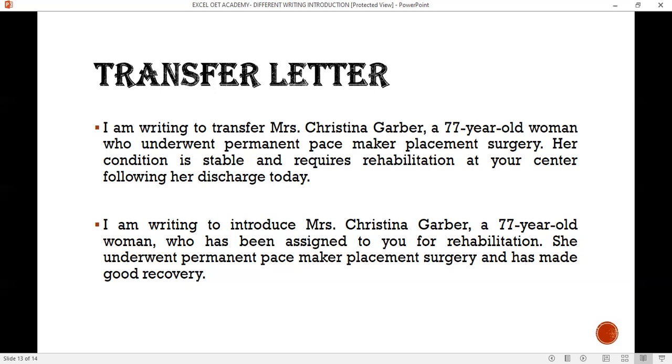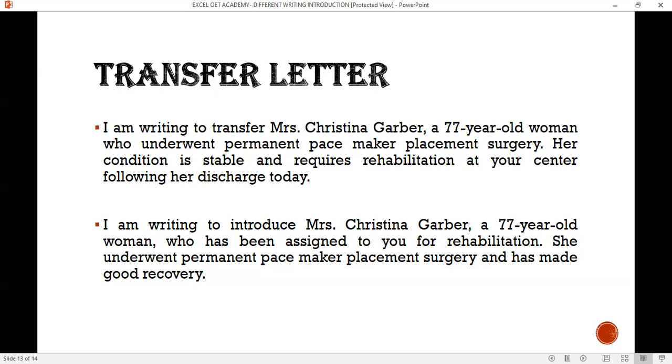So the first one I said, she underwent permanent pacemaker placement surgery and has made a remarkable, good recovery. That's also an update. You can see updates are coming up. I'm sure that this answers Dr. Quay's questions, and how to use this.